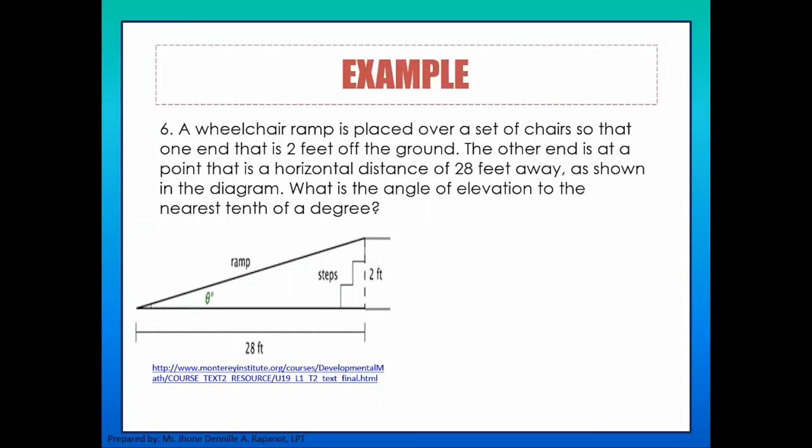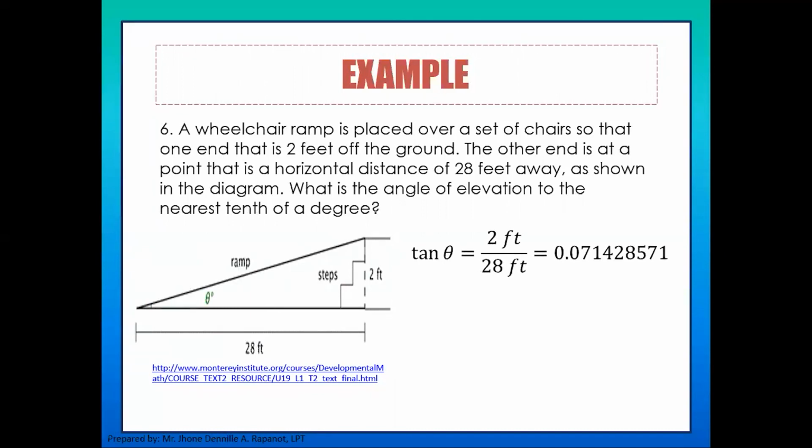Now, let's see if your answer is correct. By analyzing this illustration, one given is opposite to angle theta, and the other given is adjacent to angle theta. So therefore, we can all agree that the trigonometric function we have to use for this particular equation is tan, right? So putting those givens into the tan equation, we have tan theta is equal to 2 over 28.